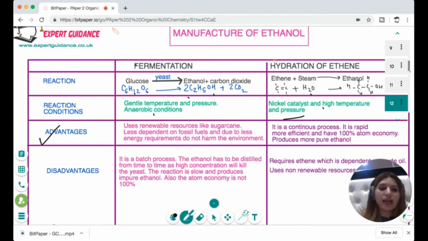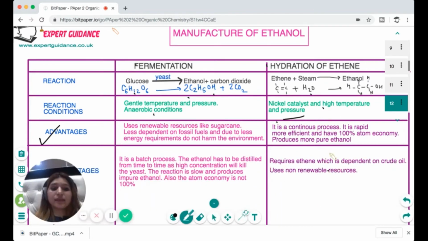On the other hand, when you do hydration of ethene, it takes ethene from crude oil and uses non-renewable resources. But the advantage of hydration of ethene is it's a continuous process. You can just put everything in a mixture and keep the reaction going. It is rapid, more efficient, makes purer ethanol, and since it is the only product, it has 100% atom economy because it has no side products.